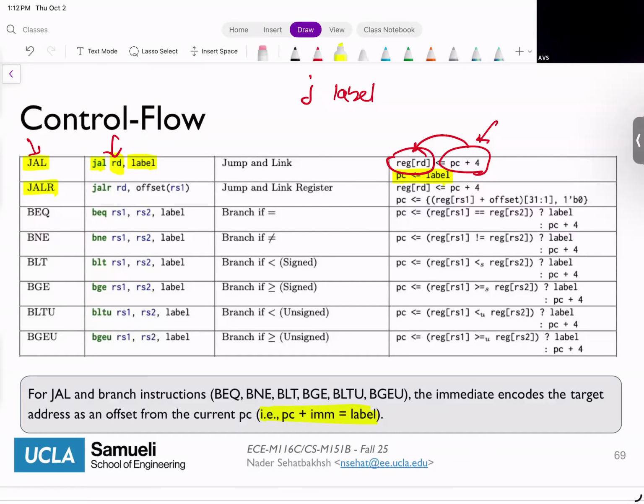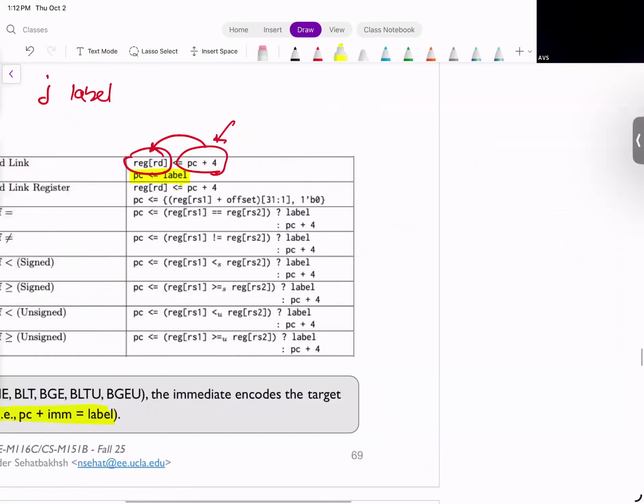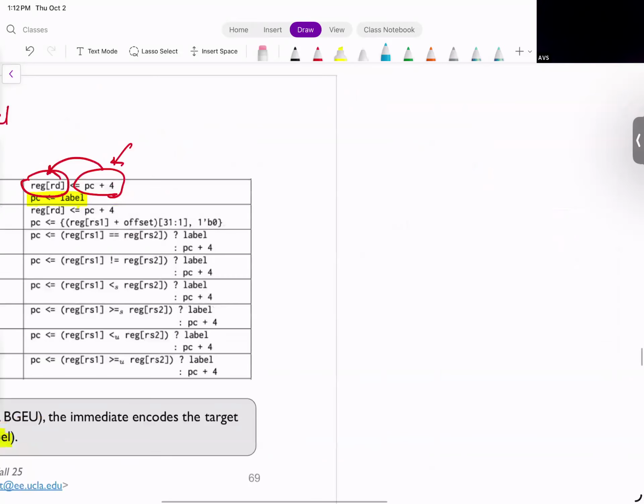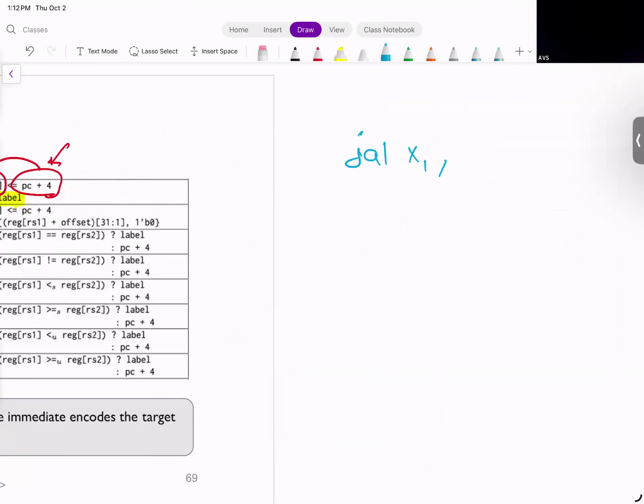a label, and this is compiler support in RISC-V. You can write it this way when you're writing assembly code. For example, you say jump and link x1 and label x. Let me actually call it something. Let's say we call it taken. So this is called a label. This is actually written in English. It's a word that you can use.